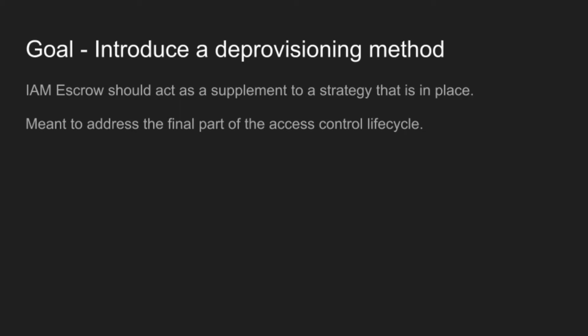So the goal here was to introduce a deprovisioning method. IAM escrow should act as a supplement to a strategy that is already in place. By itself it is not really a strategy, it's just meant to help aid in the technical implementation of deprovisioning an account. So for this use case, we're assuming that the company wants to keep a history of the permissions mapped to an account, and IAM escrow is a way for them to help mitigate the risk of lingering access if they were to choose to just freeze an account.